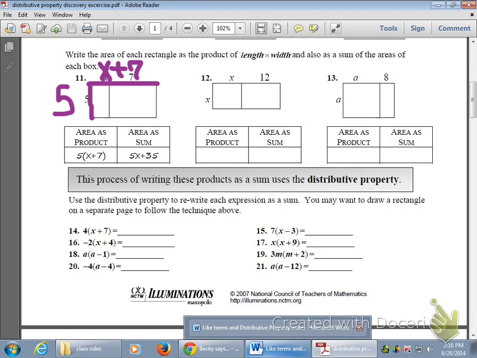It tells you right there, and that's exactly how you find the area: 5 times x plus 7. In other words, length times width. It's going to be 5 times x plus 7.